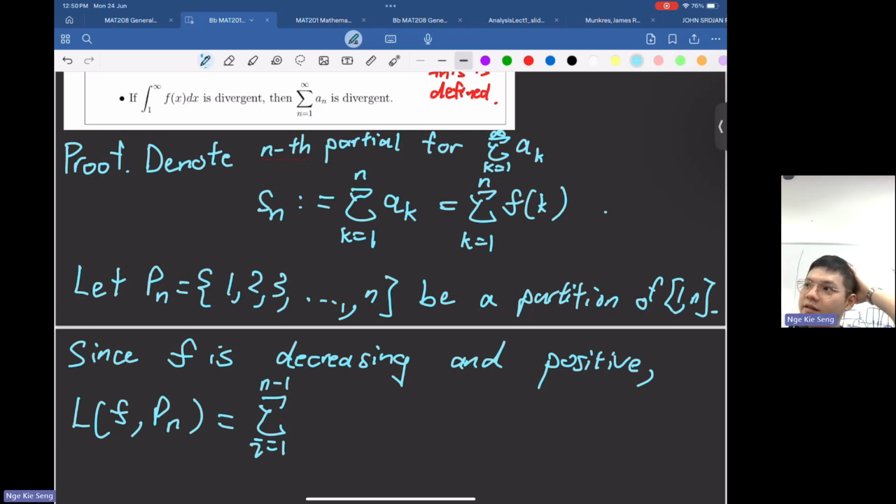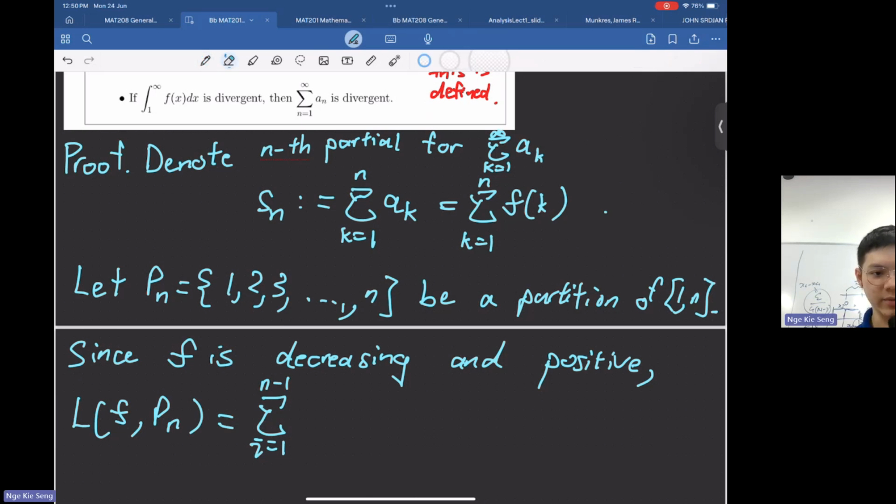Where's the lowest point for the lower sum in the interval x_{i-1} to x_i? This function is decreasing, so it's at x_i, right? So in this case, what do I write? What's the notation we use here?